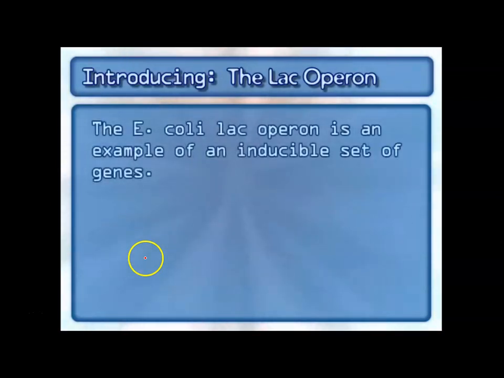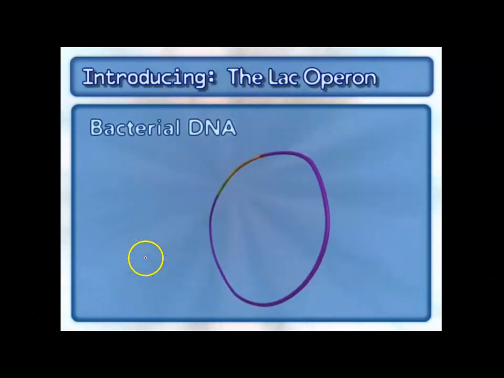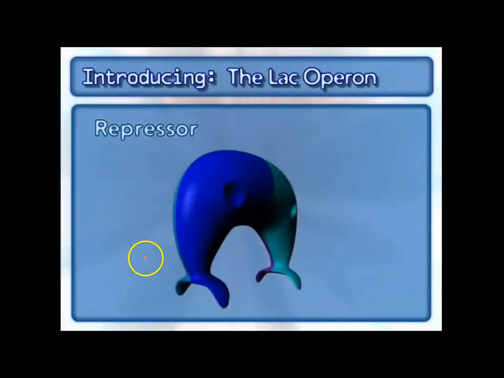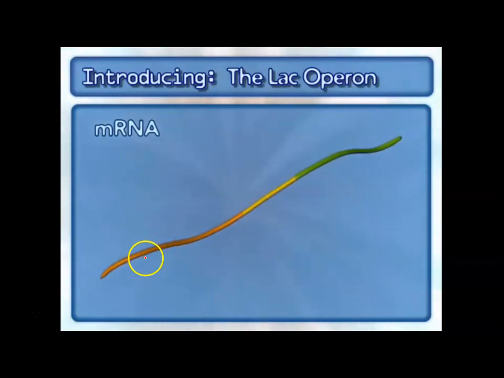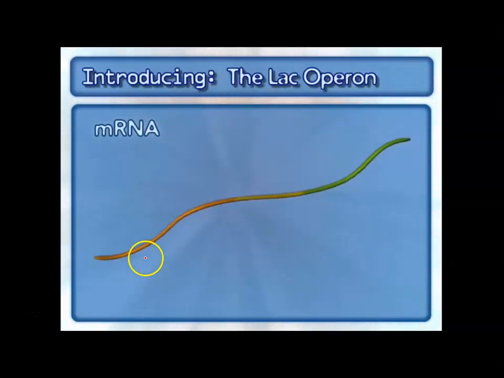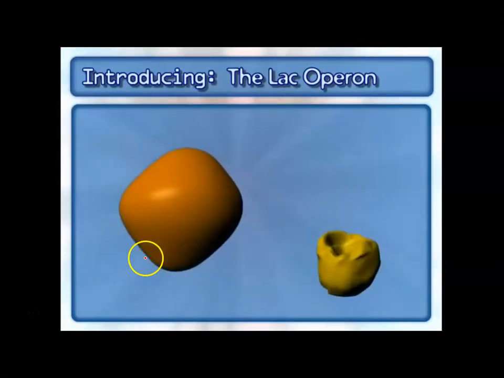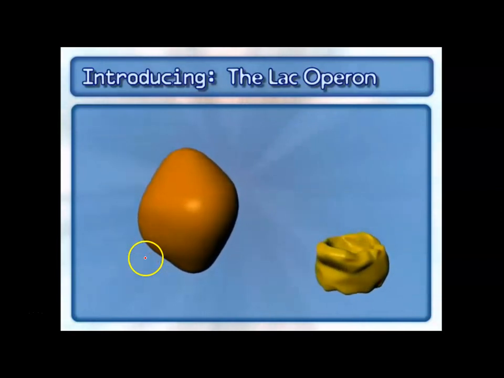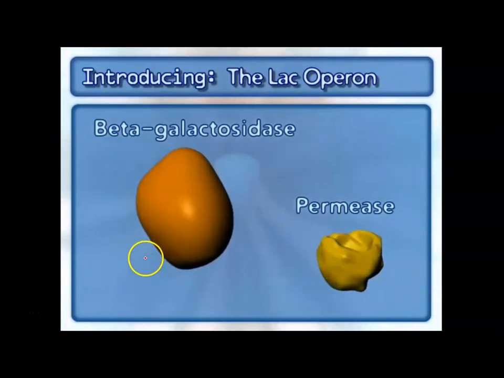The E. coli lac operon is an example of an inducible set of genes. These genes are responsible for the breakdown of lactose into sugars used for cellular metabolism. This inducible system also involves bacterial DNA, a repressor, mRNA, and the sugar molecule lactose. This animation will only focus on 2 of the 3 proteins encoded by the lac operon: beta-galactosidase and permease.